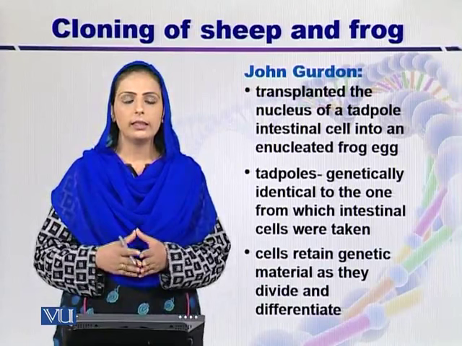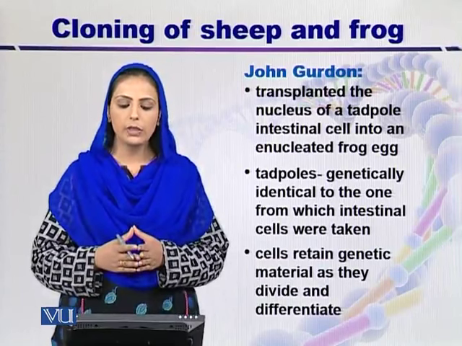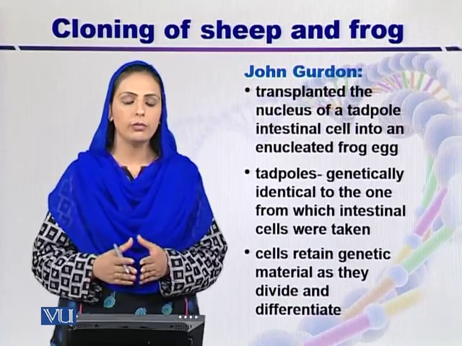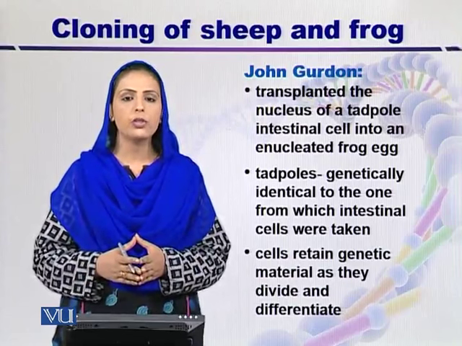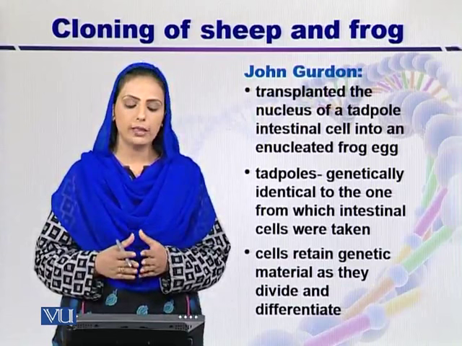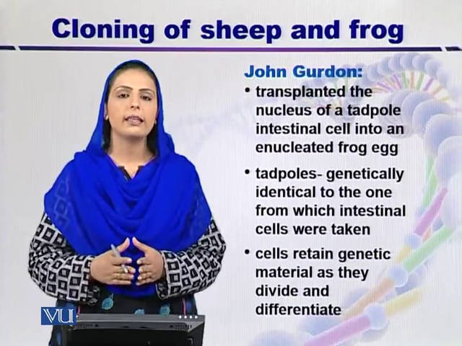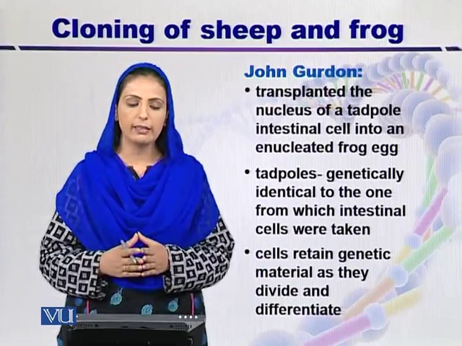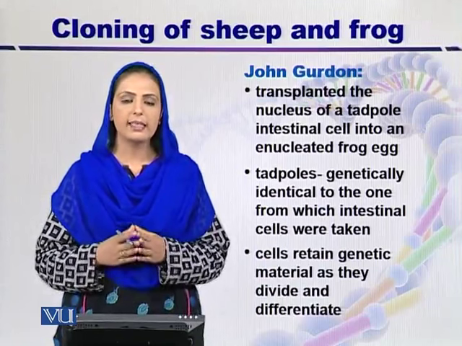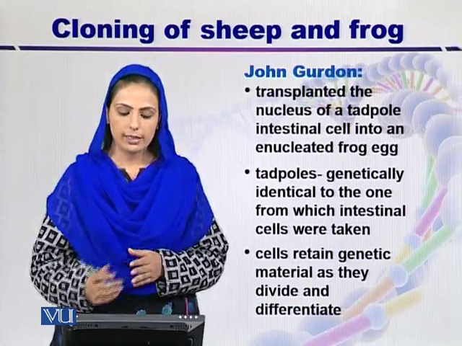Now John Gurdon used somewhat a different technique. They transplanted the nucleus of a tadpole intestinal cell into an enucleated frog egg, and they produced a number of tadpoles which are genetically identical to the intestinal cell they were taking. So from this they found that cells actually retain the genetic information as they divide, proliferate and differentiate into the organism.